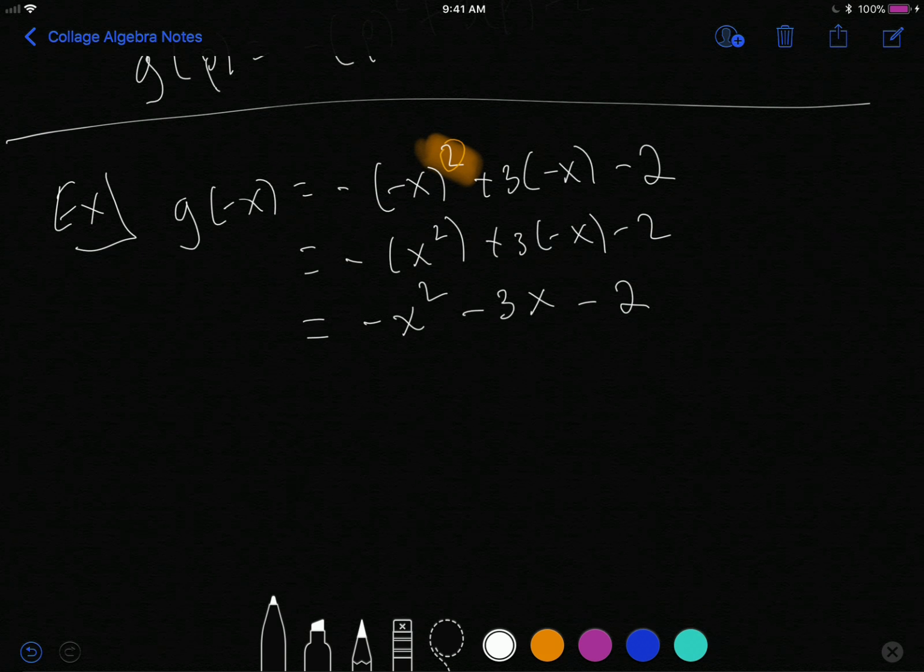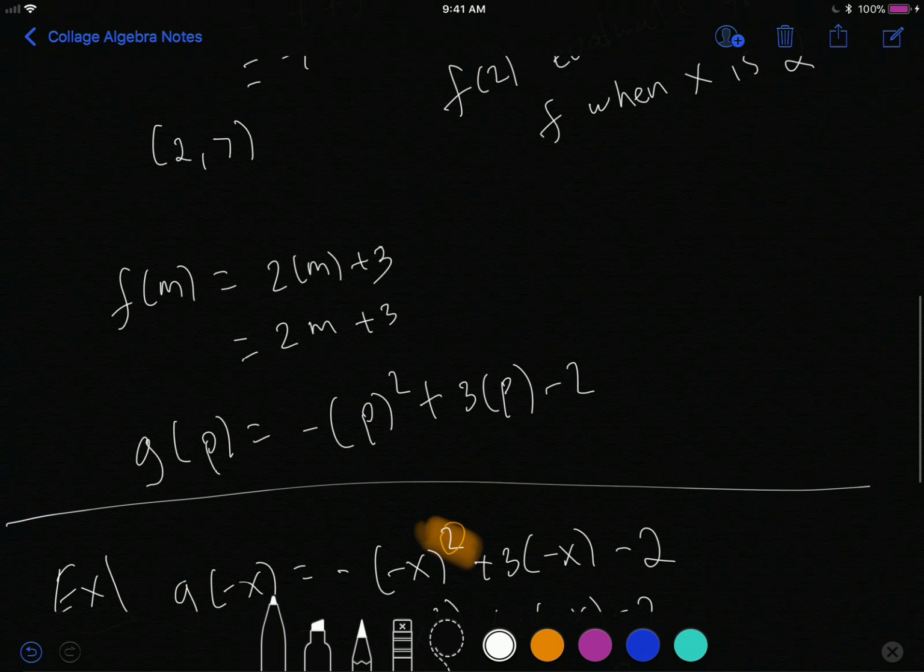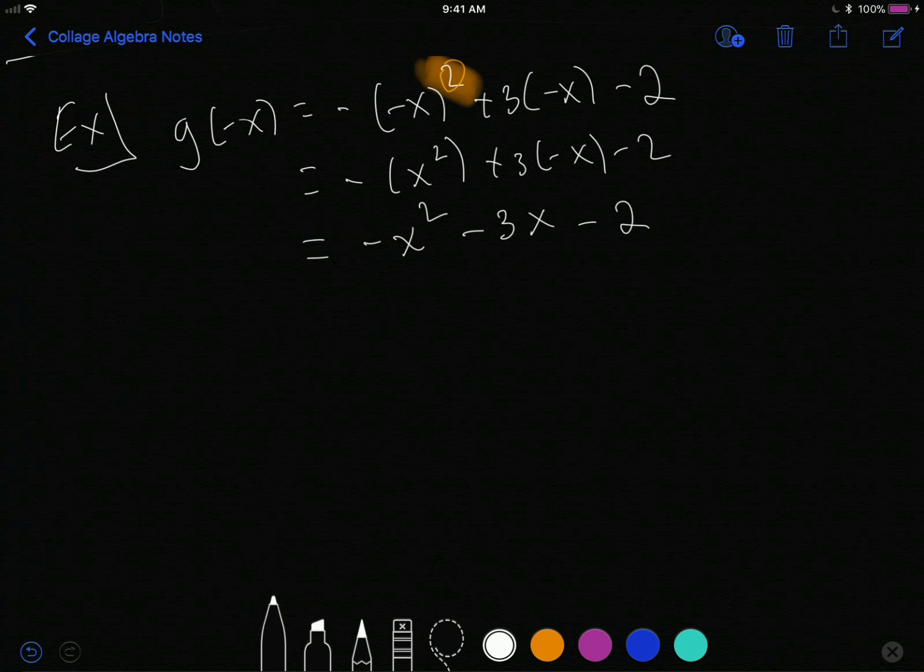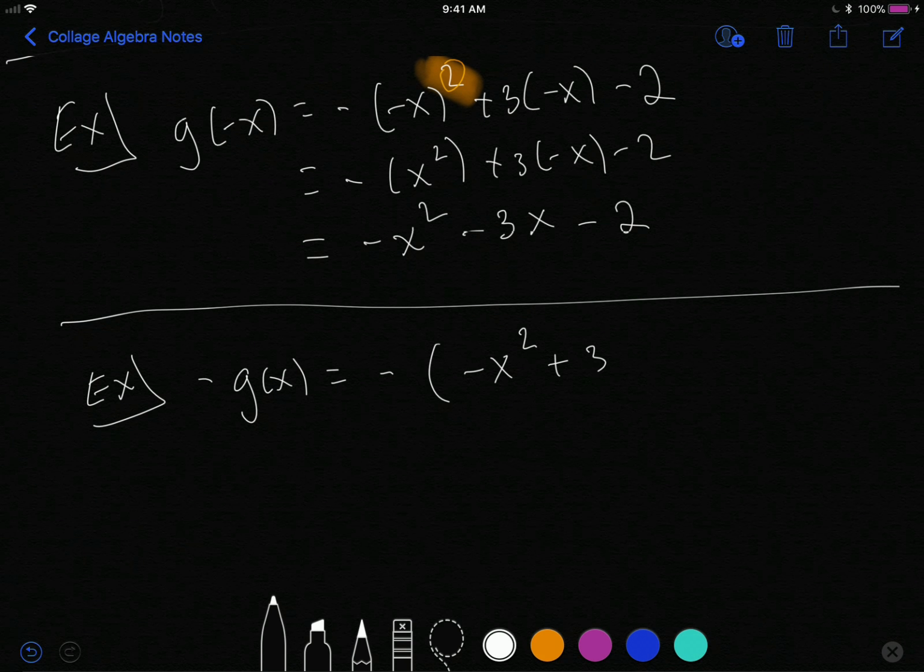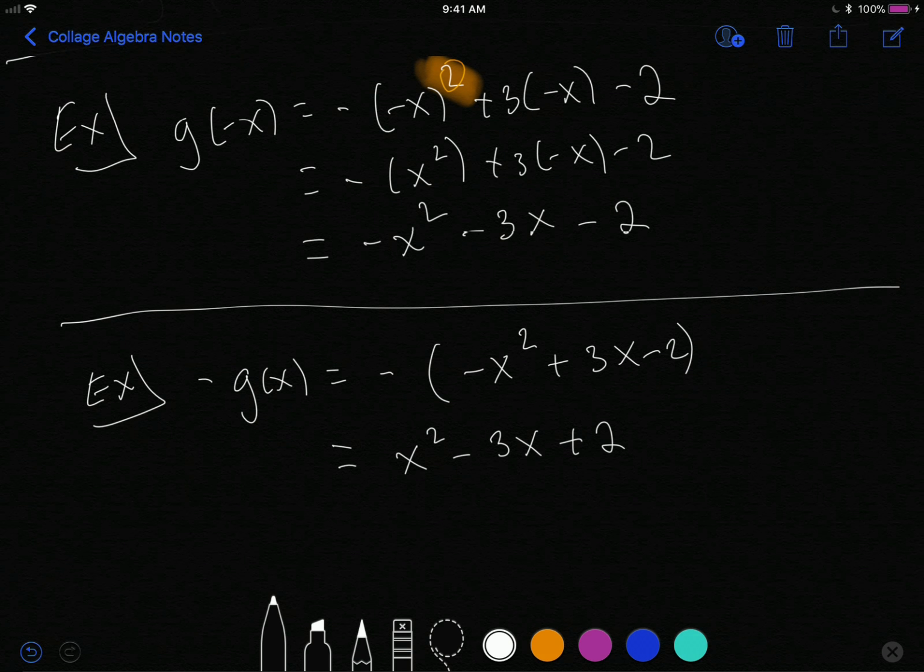The second key example, right here for my g of x, is if I make the function negative. So if I go negative g of x, what I'll get is just multiplying the entire function itself by a negative sign. And that simply causes all the signs to flip. That leaves me with x squared minus 3x plus 2. That's the negative g of x.